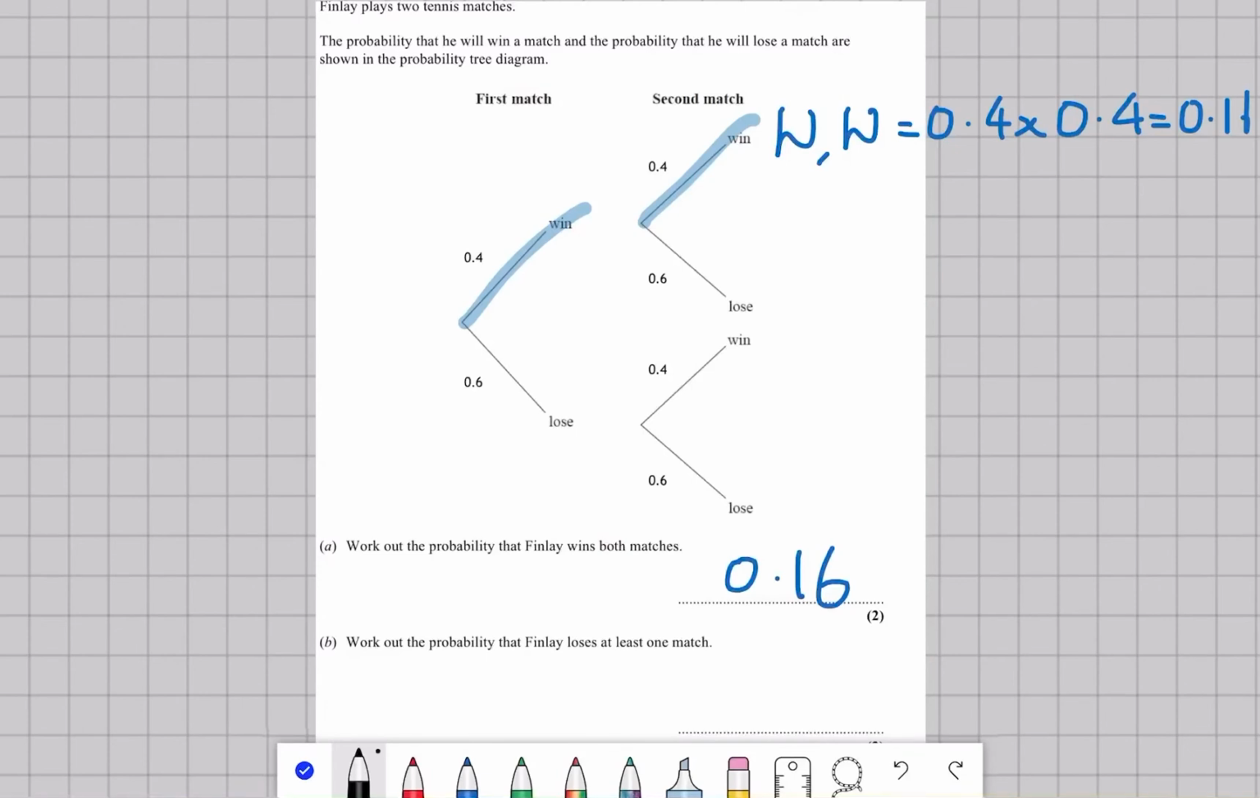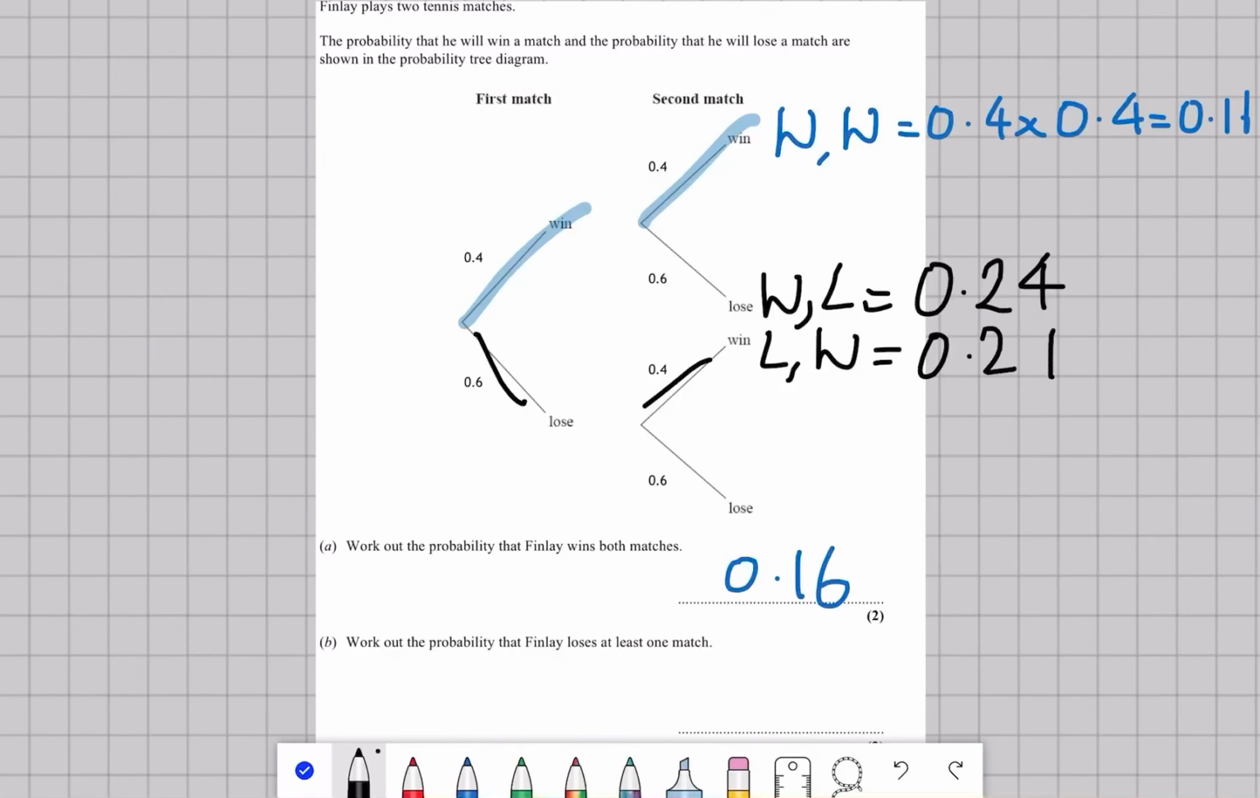Okay, loses at least one match. We've got the same possible outcomes, so win and then lose: 0.4 times 0.6, 0.24. Lose and then win, that one, then that one. So again, 0.6 times 0.4. Lose and lose, 0.6 times 0.6, which is 0.36.